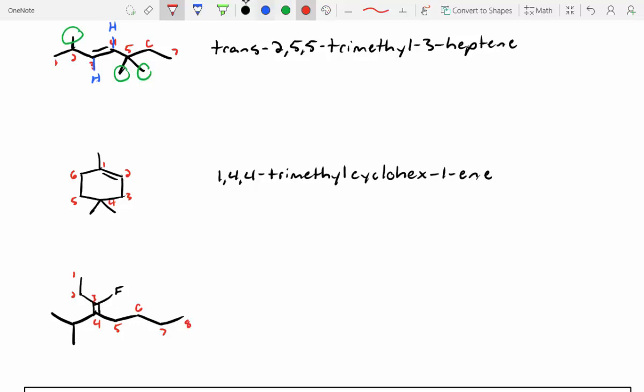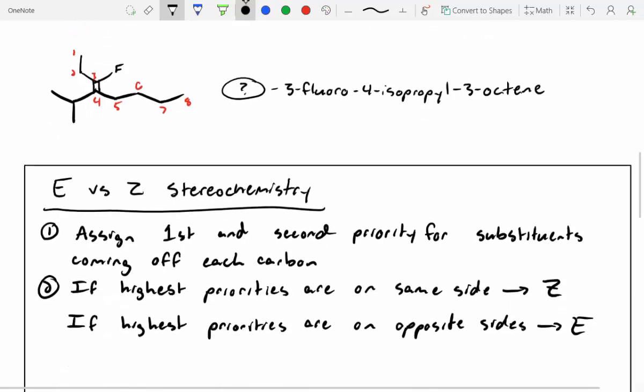So the first thing we can see is we've got a 3-fluoro, a 4-isopropyl, and then we've got a 3-octene. The question is, what stereochemistry are we going to include to account for the fluorine being on the same side as that butyl group? We need to come up with something better than cis or trans. And that's where a new naming system comes into play.